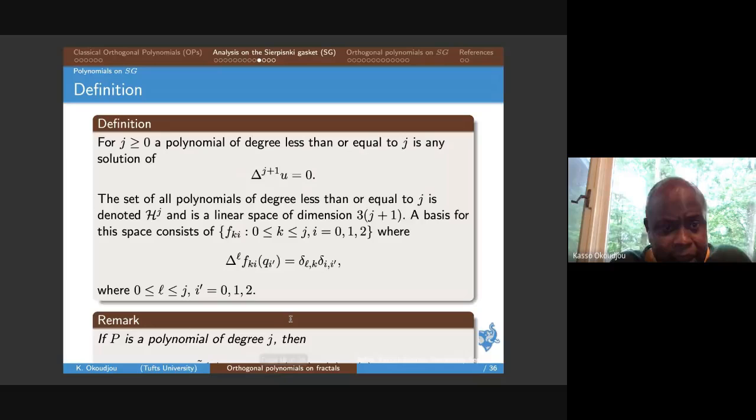Now, this is the main thing. I want now to define a polynomial. For me, a polynomial on the Sierpinski gasket, if I fix the degree j to be a non-negative integer, a polynomial of degree less or equal to j is any solution of Laplacian to the power j plus 1 of u equal to 0. If j is equal to 0, Laplacian of u is equal to 0, that's a harmonic function. If you're on the unit interval and you look at the second derivative of a function being equal to 0, it tells you that the function is a linear function, and the linear function is just a harmonic function in this setting. So this is a very analogous way to define what a polynomial is. A polynomial is just going to be a solution to the j plus 1 Laplacian equal to 0. And that's what I'm going to define as a polynomial.